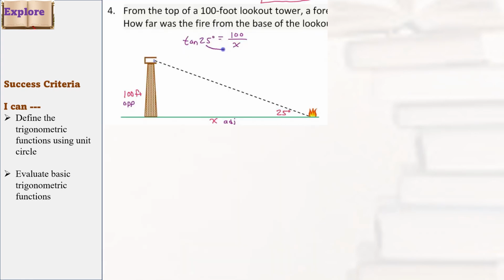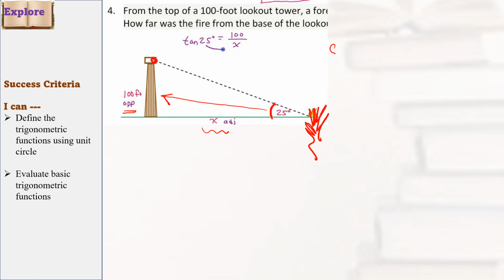So the question is, from the top of a 100-foot lookout tower, how far was the fire from the base of the lookout? Okay, so here is the tower and here is the fire. And with the help of this figure, we can say that this is our theta. So opposite to theta is always our opposite, and the horizontal distance is our adjacent side.